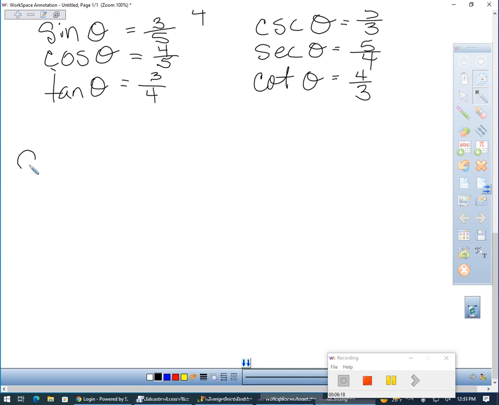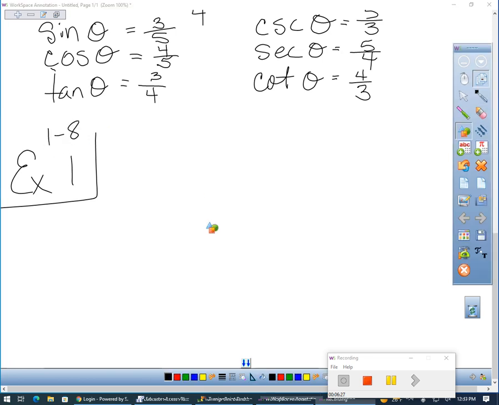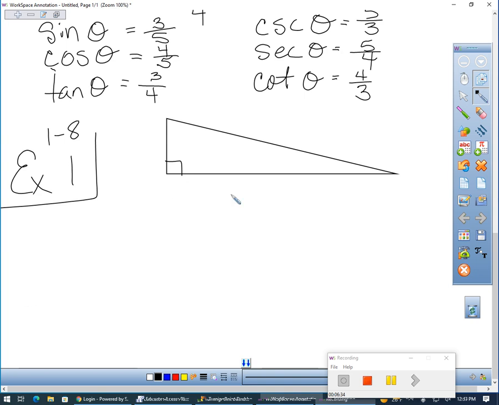All right, so here's example number 1. Depending on which problems I give you, this is actually covering 1 through 8. So we'll see where we go from here. It's going to give you or provide you with a triangle. In that triangle, it's probably going to put a theta in one of the corners. Could be this one. Let's put it up here. And they're probably going to give you information for 2 of the sides, and 2 of the sides only. So let's say we have 5 and 12.